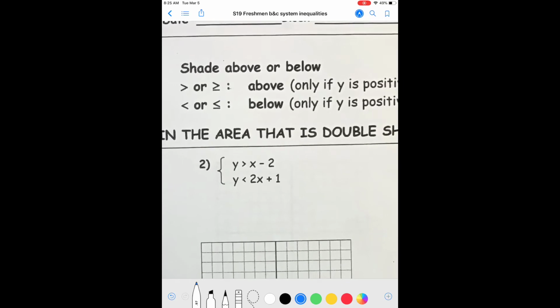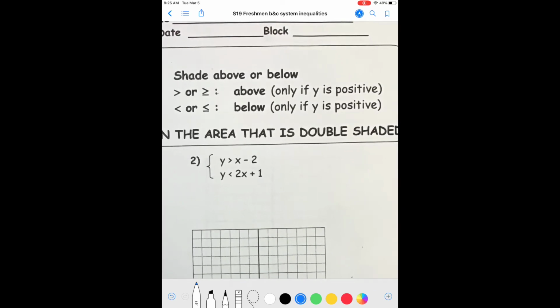The other cheat sheet is whether you shade above or below. This part says only if y is positive, if we have y equals mx plus b, because all of our inequalities should be in slope-intercept form, our y is going to be positive. We cannot have a negative y. So all of our greater than inequalities are going to be above, and all of our less than inequalities are going to be below.